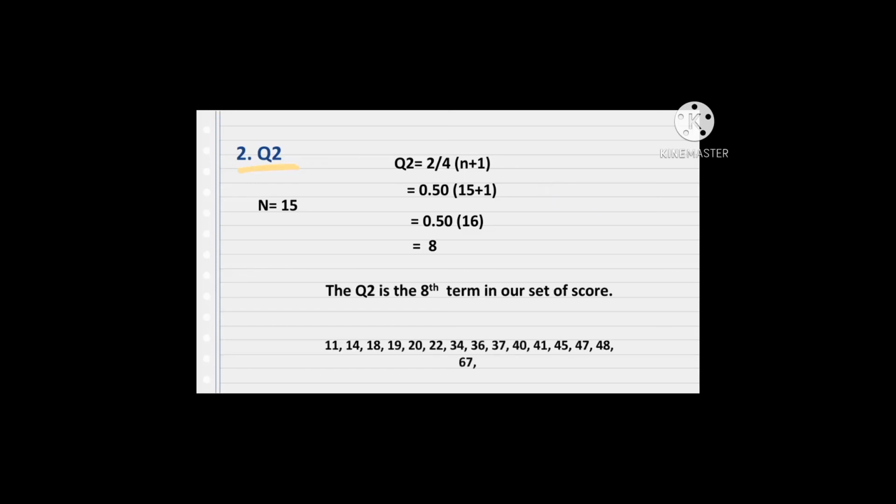The next measure of position is the 2nd quartile. We will use the formula Q2 = 2/4 times (n + 1). In my set of scores, n will always be equal to 15. Substitute the values: 15 plus 1 is 16, and 2/4 in decimal is 0.50. 0.50 times 16 is 8. So the second quartile is in the 8th term, or the 8th position in our set of scores, and that is 36.